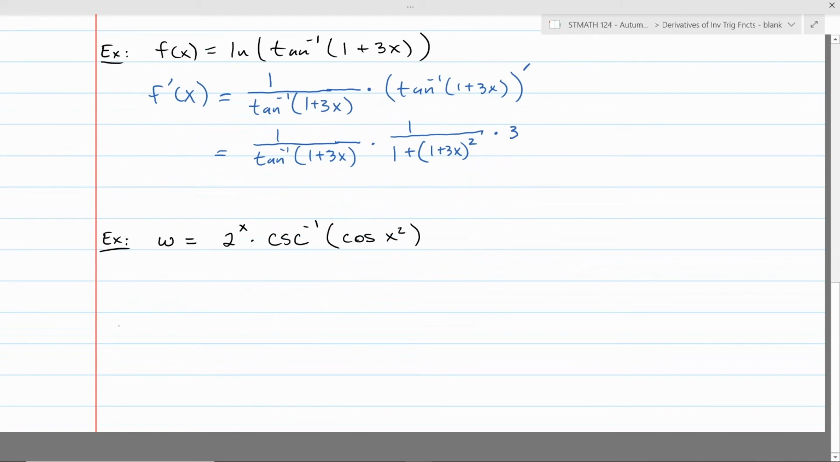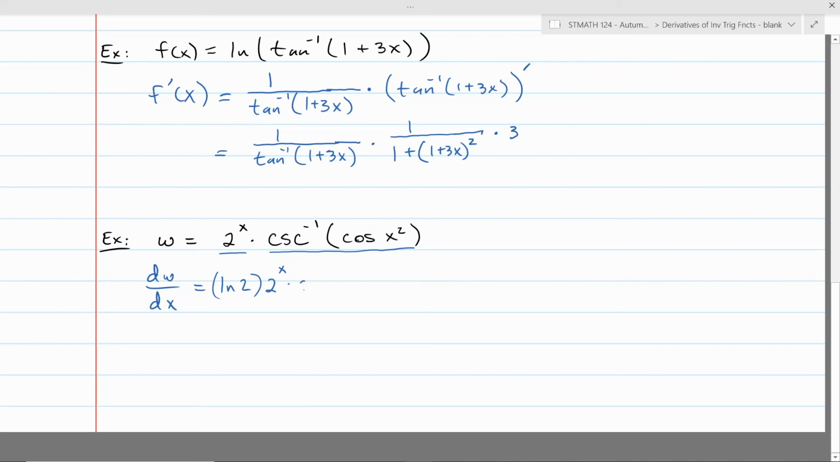And for this last example, I'd like to calculate dw dx. Okay, dw dx. To take that derivative, I will use the product rule because it's a product of 2 to the x times this cosecant inverse. Well, let's see how that'll go. So you take the derivative of the first thing. Derivative of 2 to the x is natural log of 2 multiplied times 2 to the x.